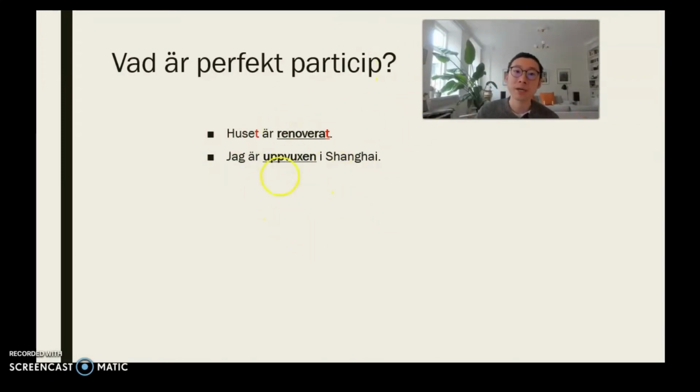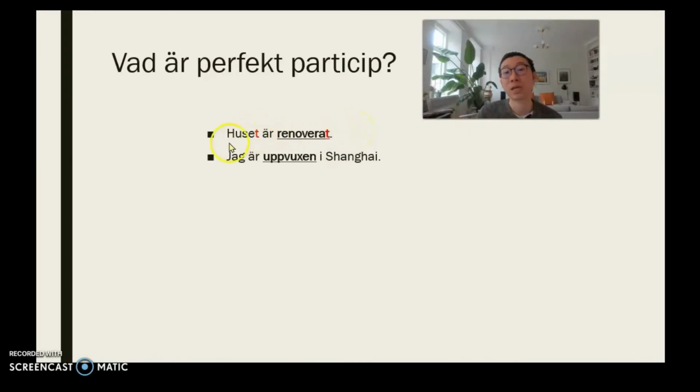Otherwise, the structure reminds you the structure of using adjectives. So, huset är renoverat, the house is renovated. It's the same structure as huset är fint, the house is beautiful, for example. But in Swedish, there are more to think about. As being marked in the first example, you see huset, ett hus. Hus is an ett word, so you would use renoverat. You would use the T.